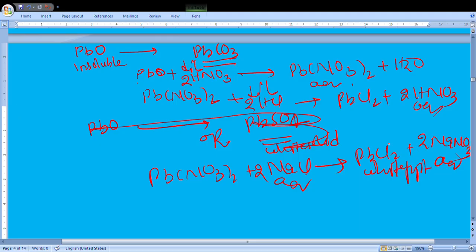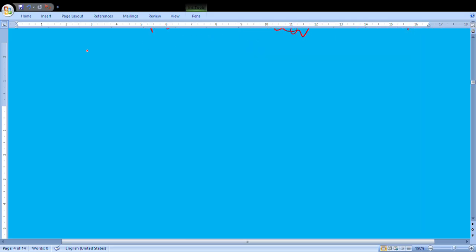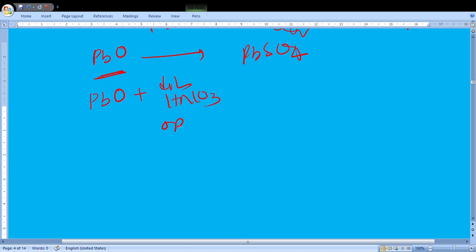Another, we are taking PbO to PbSO4. Same will happen. PbO to PbSO4, both are insoluble. So we want to make this PbO soluble in water. So it will be treated with dilute HNO3 or, and form what?